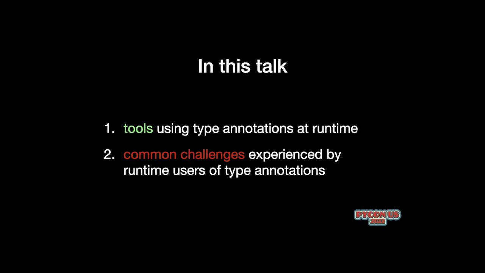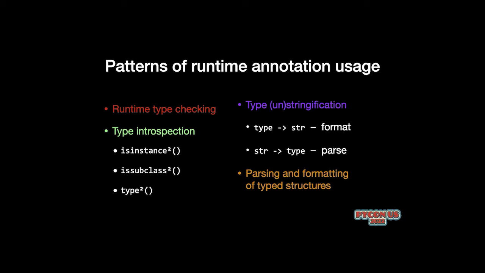So the things I want to go through are several different libraries, several different tools that are using type annotations at runtime, categorized by the type of usage. I thought it would also be worth highlighting, for those tools, where they run into problems or challenges that are especially unique to the runtime usage of annotations and that don't come up in the static case. So here are more or less four patterns that all the libraries I've looked at are using.